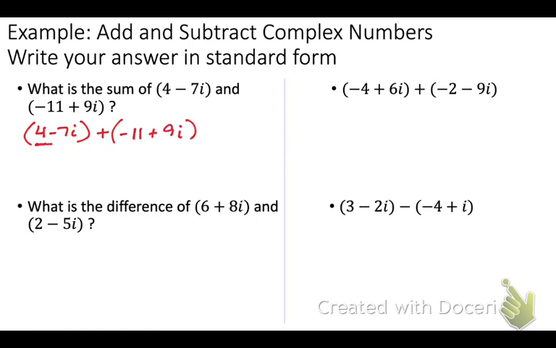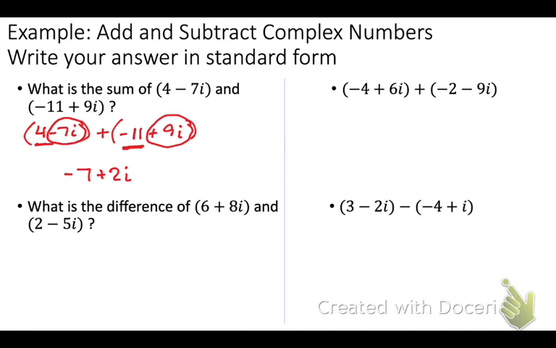So the real parts are what? 4 and -11. So what do I get? -7. And the imaginary parts are -7 and 9. And what do I get? 2. So 2i. Is that not just like combining like terms?